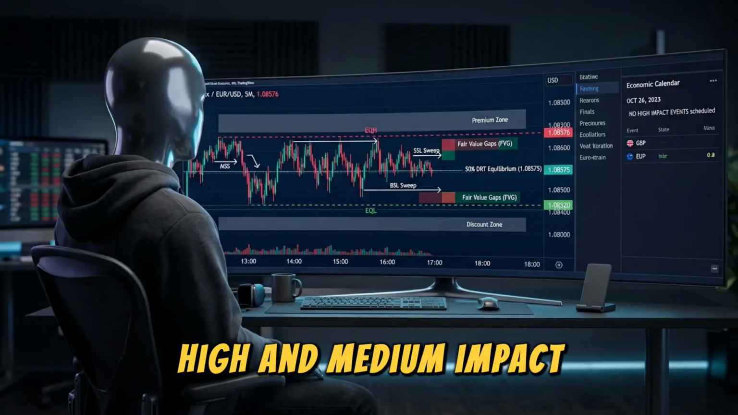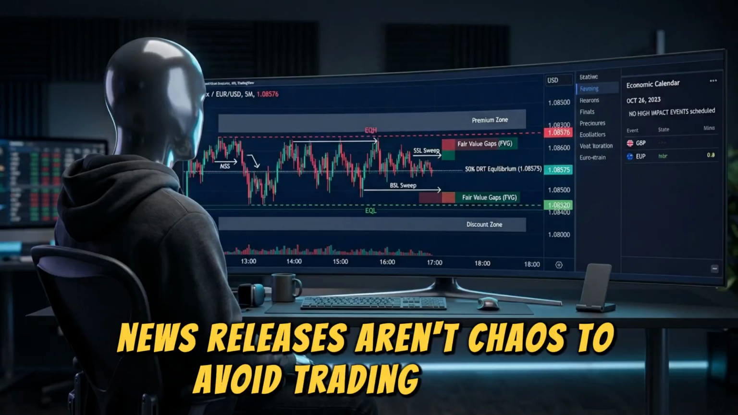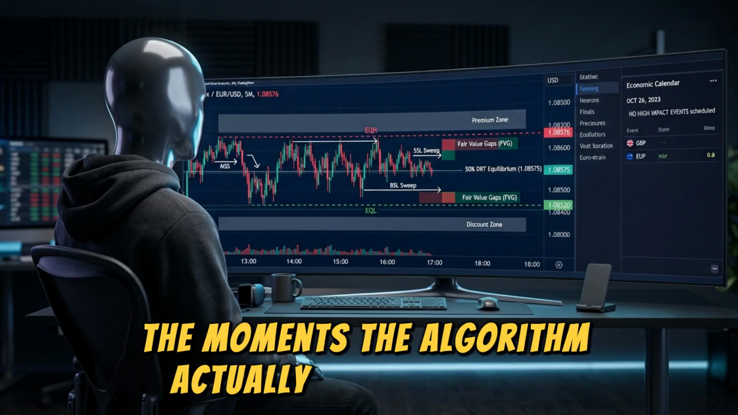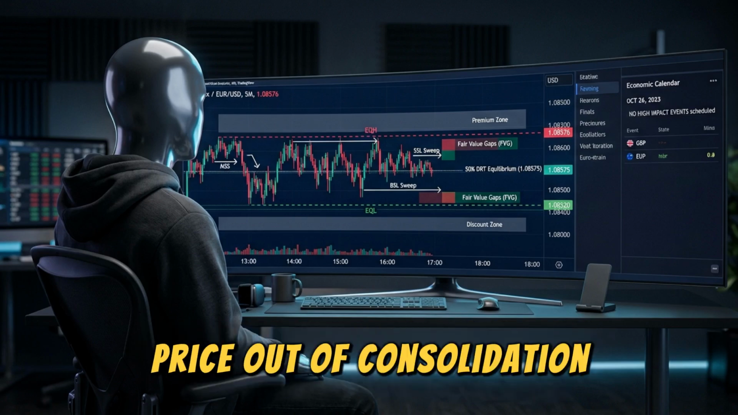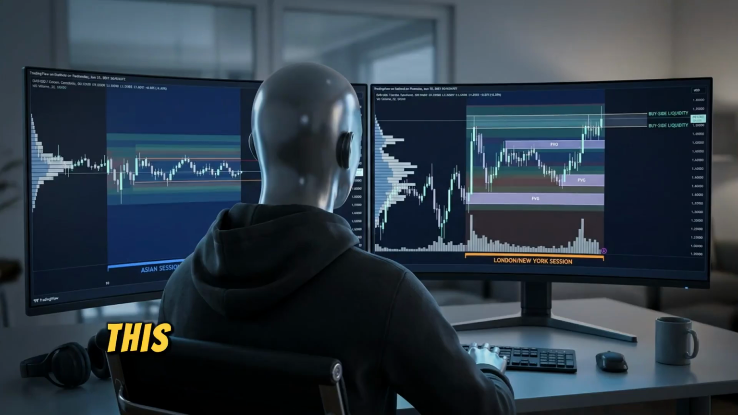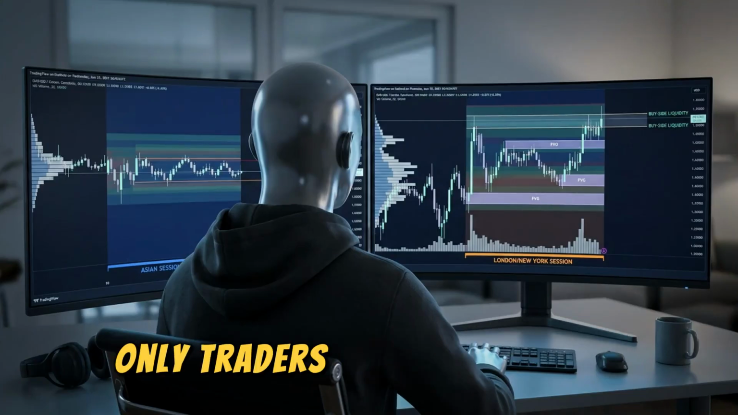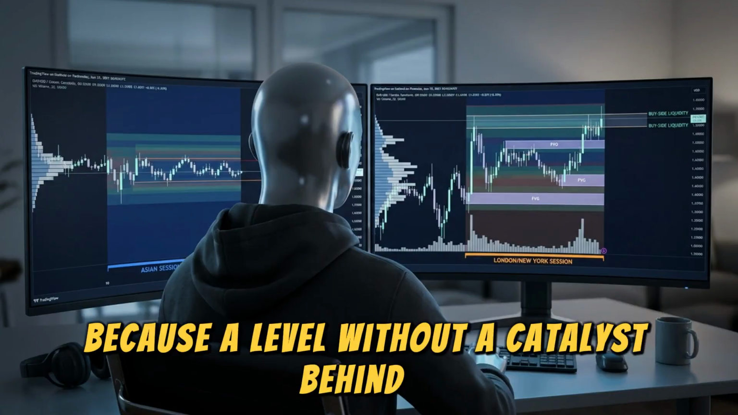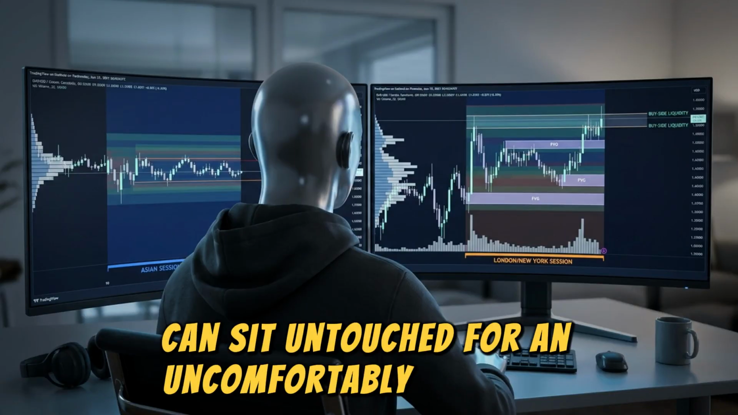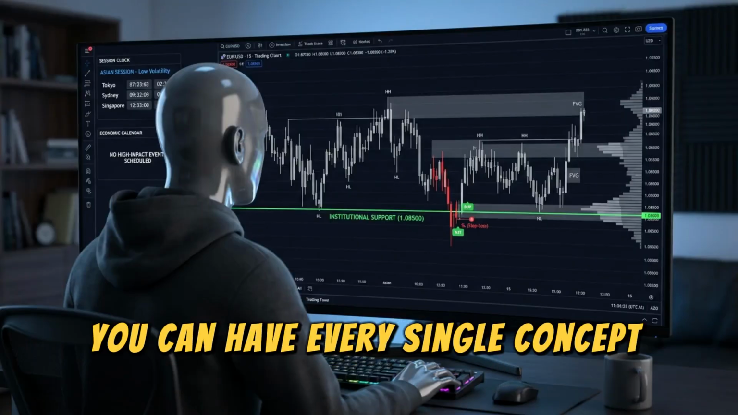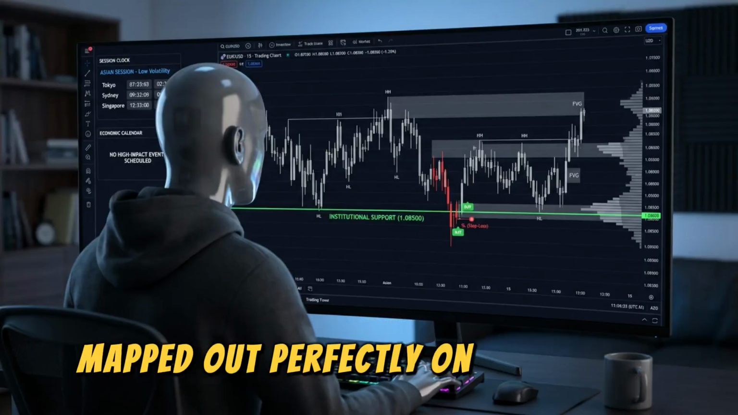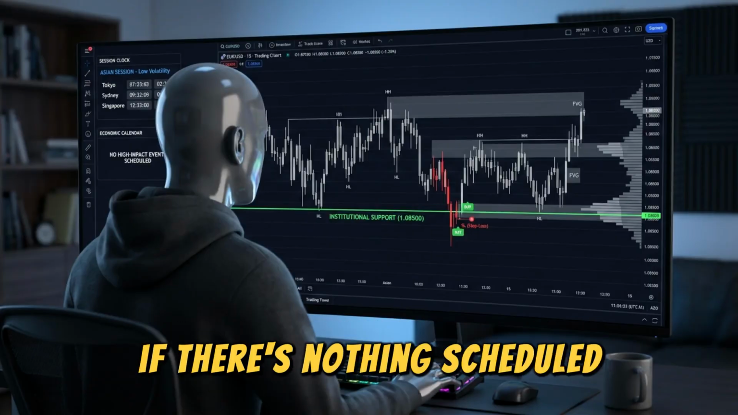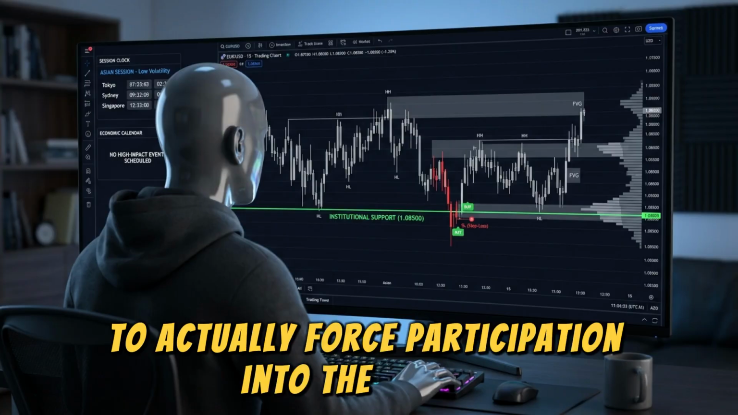High and medium impact news releases aren't chaos to avoid trading around. They're closer to a scheduling mechanism, the moments the algorithm actually uses to release price out of consolidation and into expansion. This is the piece that most price action-only traders leave out entirely, and it's costly, because a level without a catalyst behind it can sit untouched for an uncomfortably long time. You can have every single concept from this video mapped out perfectly on your chart and still watch price wander sideways for hours if there's nothing scheduled to actually force participation into the market.